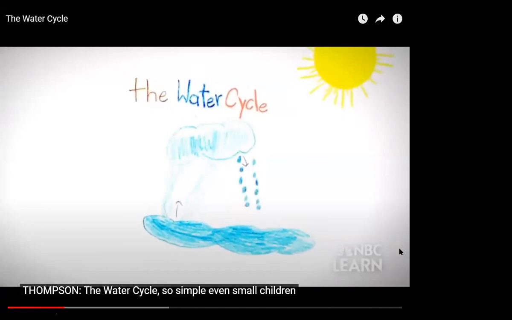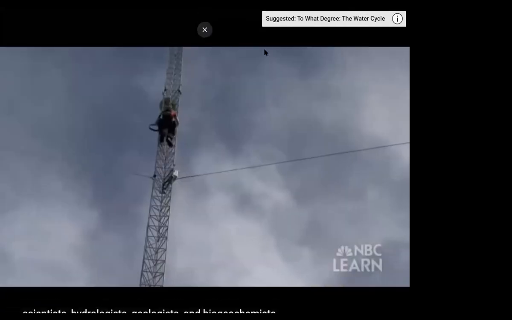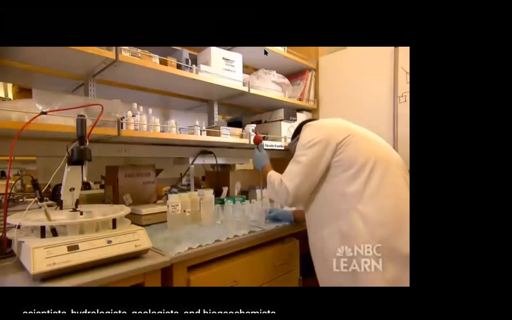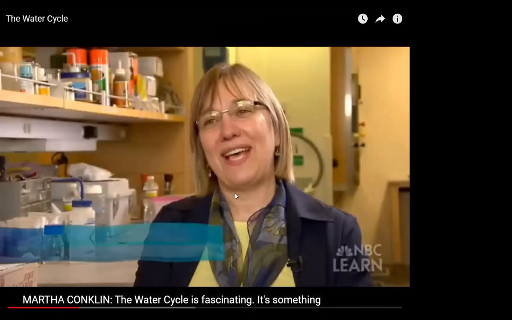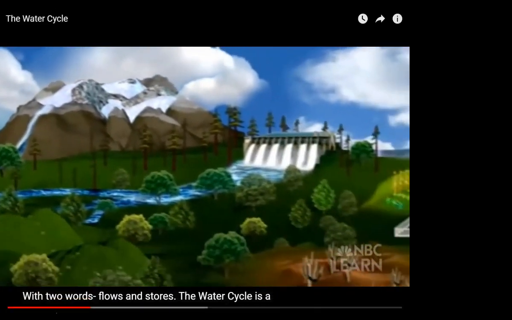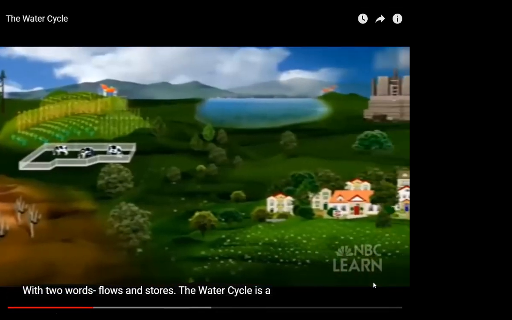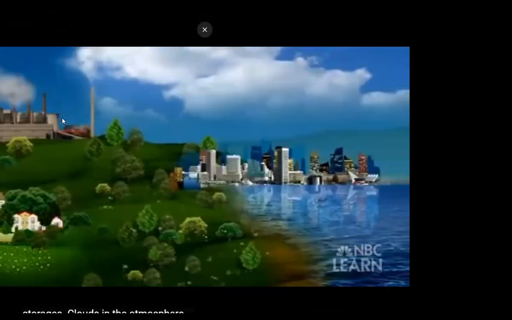The water cycle, so simple even small children understand the basics, yet so complex the most advanced Earth scientists, hydrologists, geologists, and biogeochemists are studying every part and process. The water cycle is fascinating. It's something that's around us all the time, and yet we don't really understand it. How to summarize what is known about the water cycle? With two words: flows and stores. The water cycle is a series of flows of water between various water stores or storages.